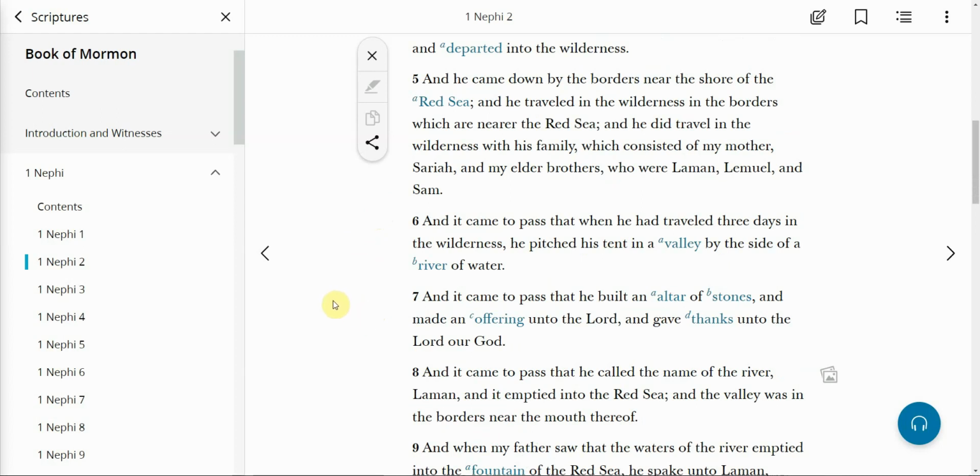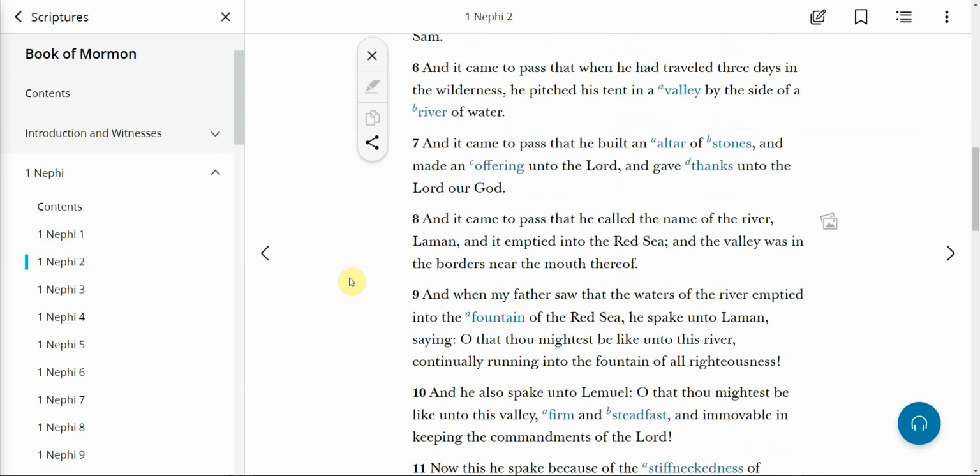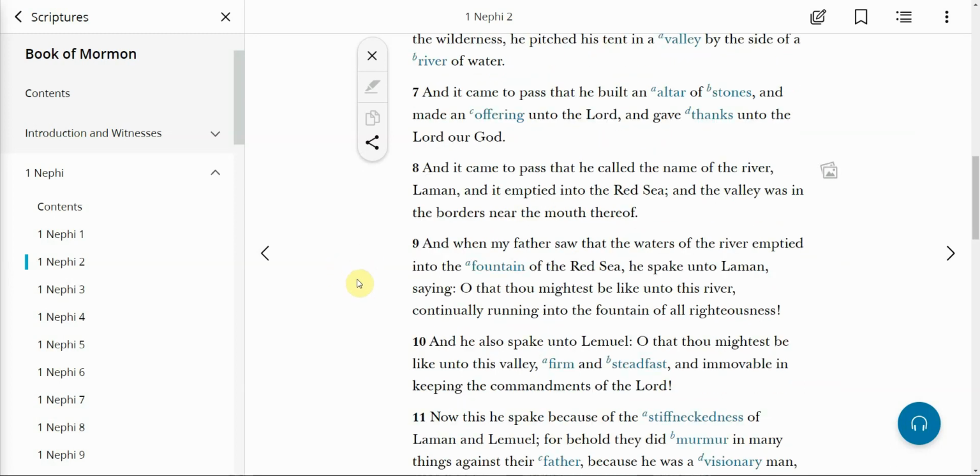5, and he came down by the borders near the shore of the Red Sea, and he traveled in the wilderness in the borders which are nearer the Red Sea, and he did travel in the wilderness with his family, which consisted of my mother Sariah and my elder brothers who were Laman, Lemuel, and Sam. And it came to pass that when he had traveled 3 days in the wilderness, he pitched his tent in a valley by the side of a river of water. And it came to pass that he built an altar of stones, and made an offering unto the Lord, and gave thanks unto the Lord our God.